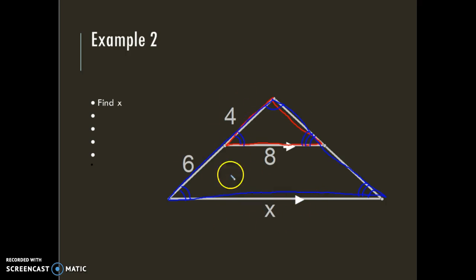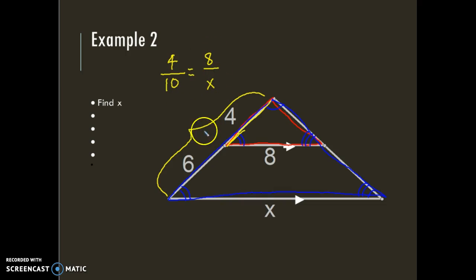Okay, so now I'm going to write up the same type of proportion as we just did. But this time, keep in mind that this 6 is not the entire side length for the big triangle. It's only part of it. Right? So if I start with that 4, this side here corresponds with this whole side of the big triangle, which would be 6 plus 4, which is 10. And then this 8 corresponds to the bottom of the big triangle, which is x. So we have 4 over 10 equals 8 over x.